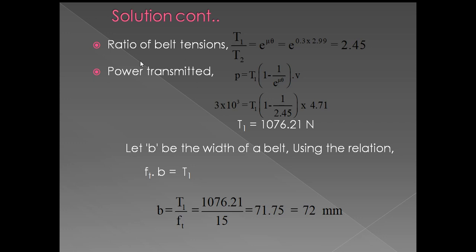Here the power transmitted P equal to T1 into 1 minus 1 by e power mu theta into V. We know the value of power, that is 3 into 10 cube equal to T1 into 1 minus 1 by e power mu theta, which is 2.45, into velocity 4.71. So by substituting the values in that equation, we got T1 equal to 1076.21 newtons.